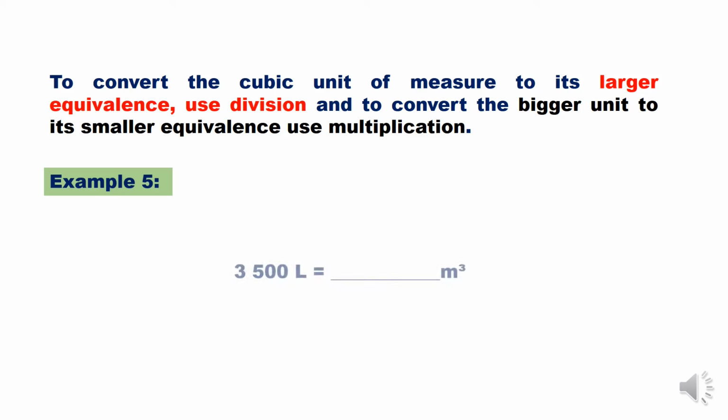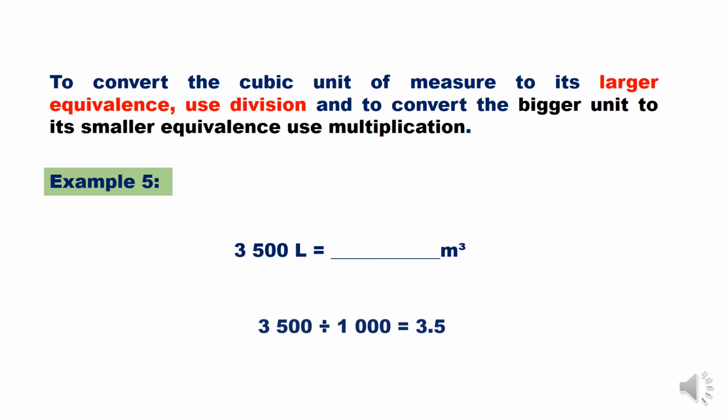Example 5. 3,500 liters equals blank cubic meters. So this time division, because smaller to larger, liter to cubic meter. So the answer is 3.5 cubic meters.